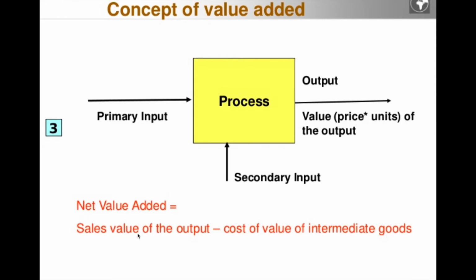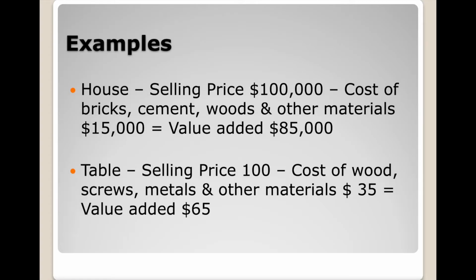So net added value equals the sales value of the output minus the cost of intermediate goods. For example, the sales value of the output is $100, minus the primary input cost, which was $50. So $100 minus $50 equals a net value added of $50. This is the concept of added value. An example is given here for your understanding.